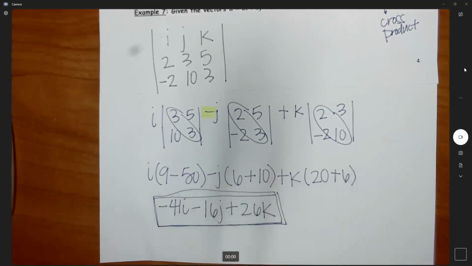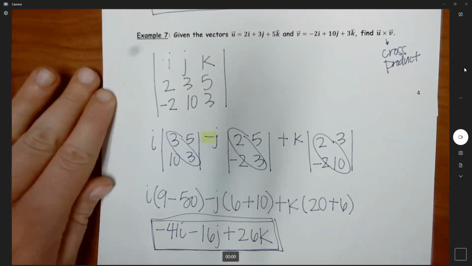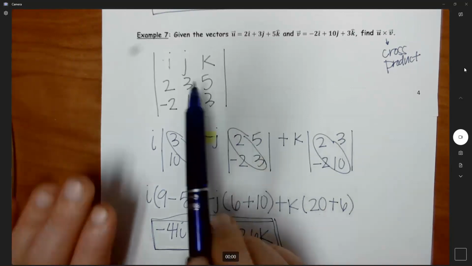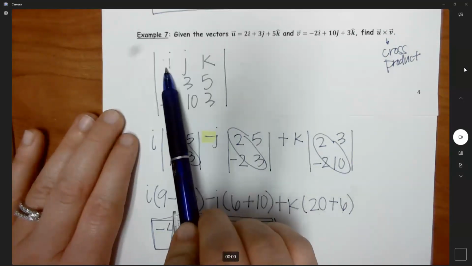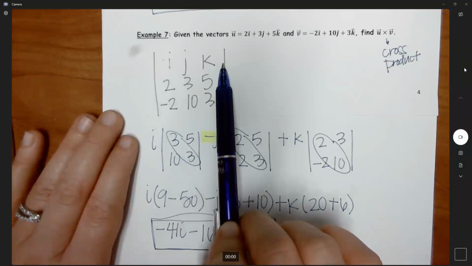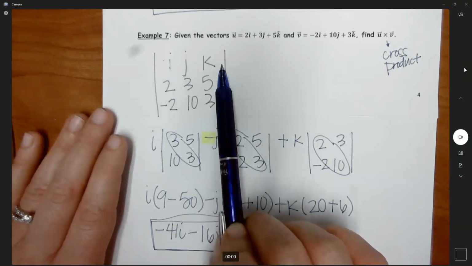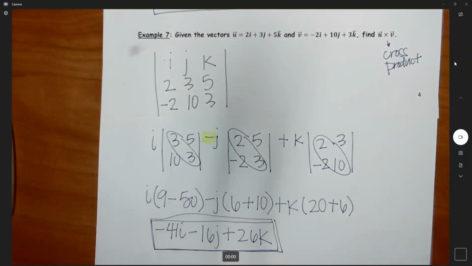Now, again, you don't need to know how to set this up, even though it is very simple. But once you have this 3 by 3 determinant with the first row as variables instead of numbers, you need to know the process and know how to do that by hand.